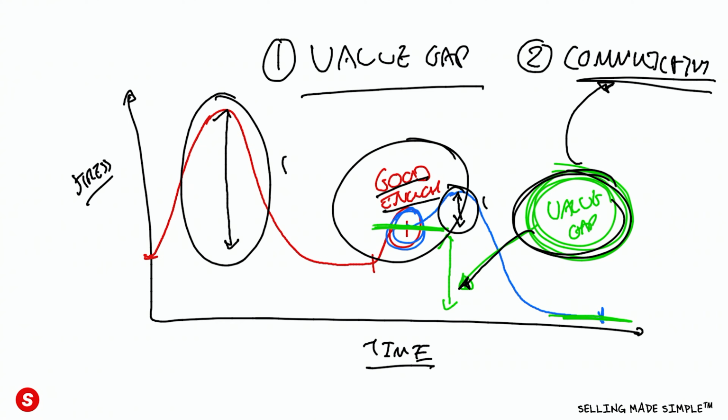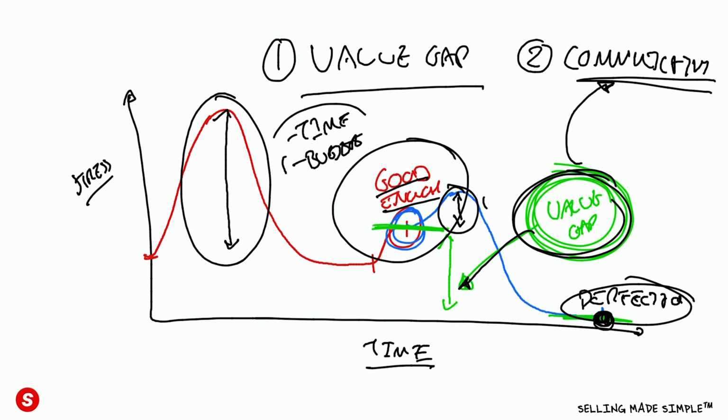This is big, this is small. A tiny little bit more pain is going to get them to near perfection, which is where they wanted to be in the first place. When we talk about these changes in pain, and pain could mean time, it could mean budget, it could mean any number of different things to different buyers, but this gap here versus this gap here.